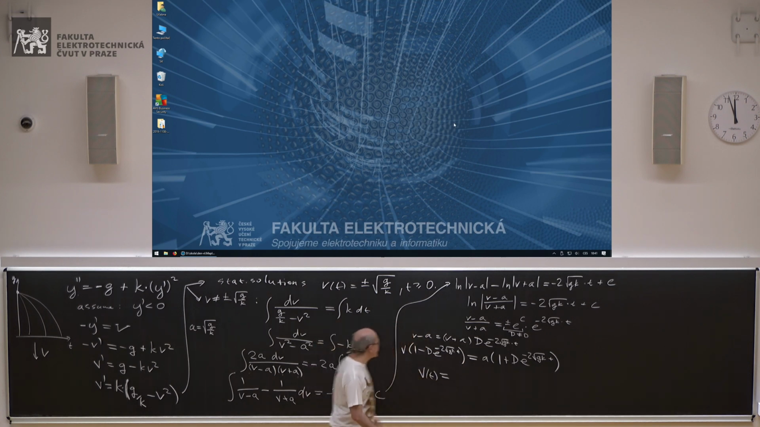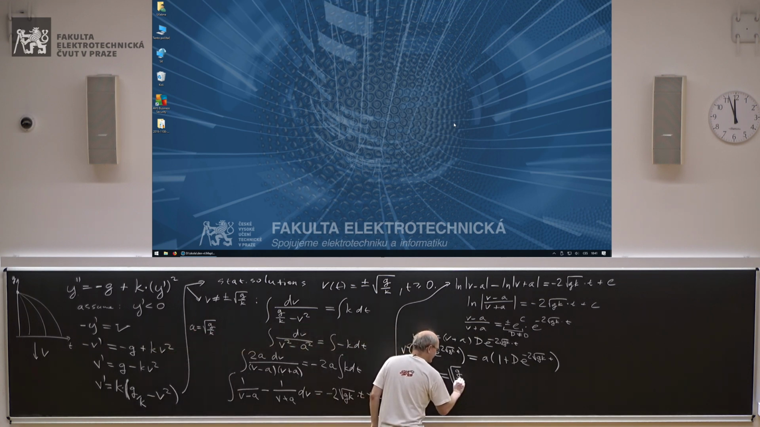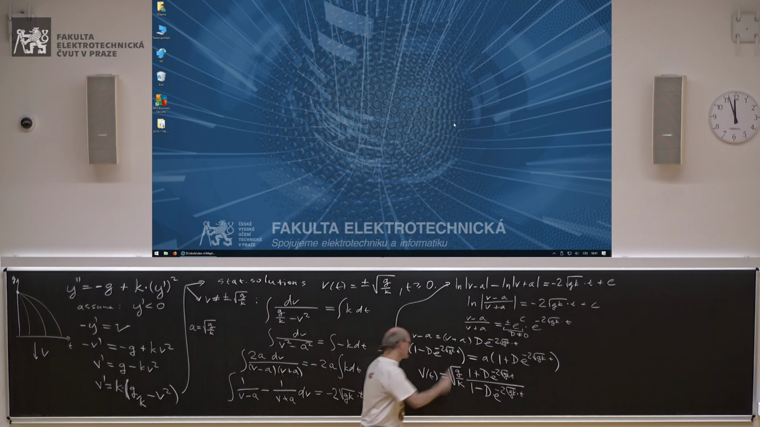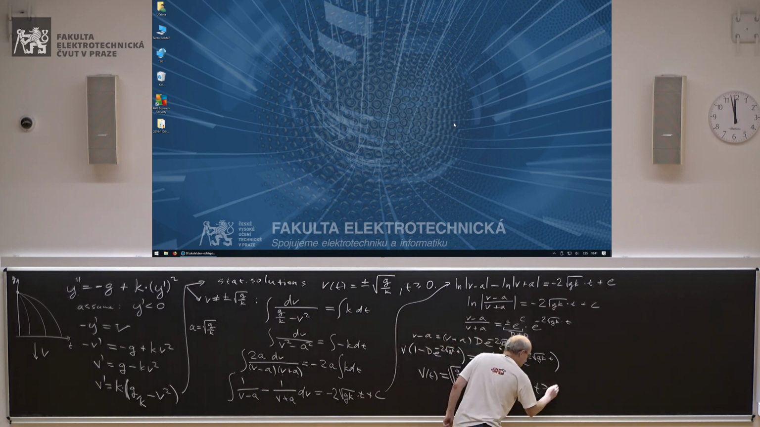So I'm going to replace A with its original meaning. Square root g over k times fraction 1 plus d e^(-2 square root gk t) divided by 1 minus d e^(-2 square root gk) times t, where t is greater than or equal to 0.